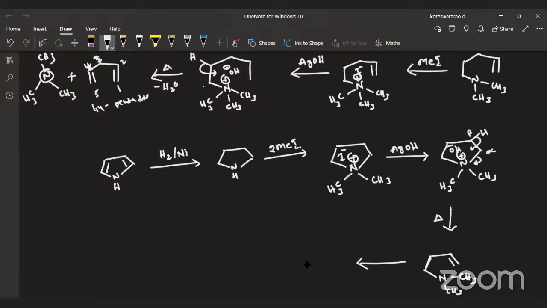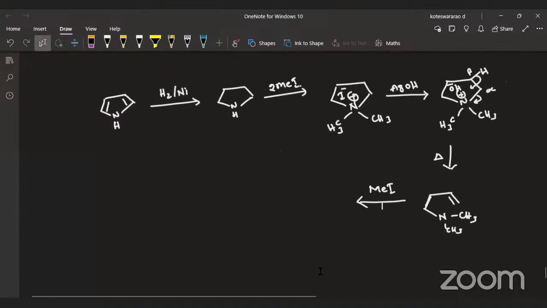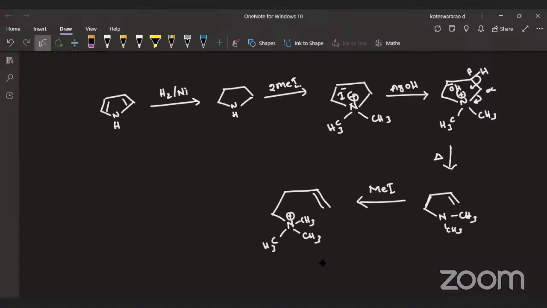Again, I am going to treat it with methyl iodide. This is the quaternary ammonium salt. Again, the quaternary ammonium iodide salt is generated. Again, we react it with silver hydroxide. Then iodide is replaced. AgI becomes a precipitate in both cases. AgI precipitate is obtained along with the quaternary ammonium hydroxide.